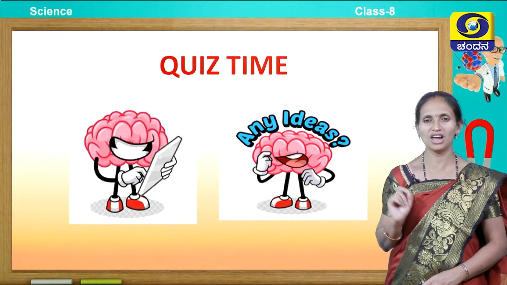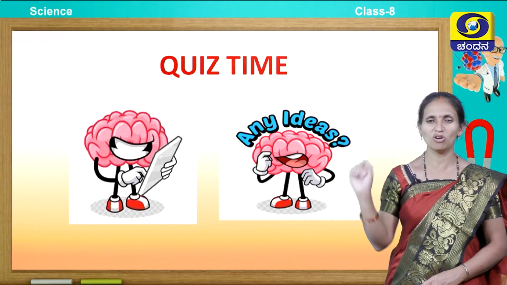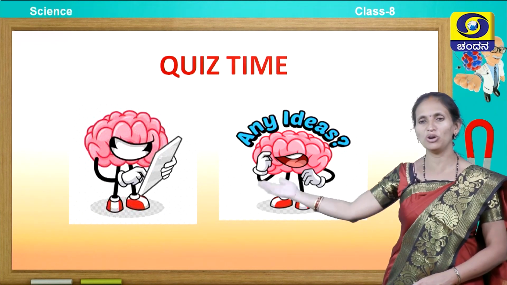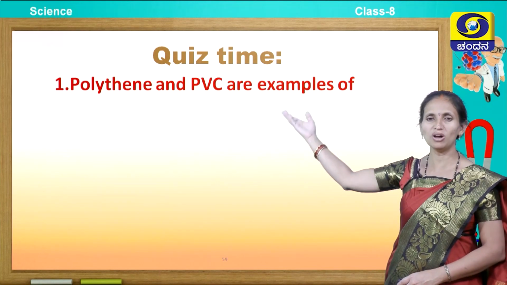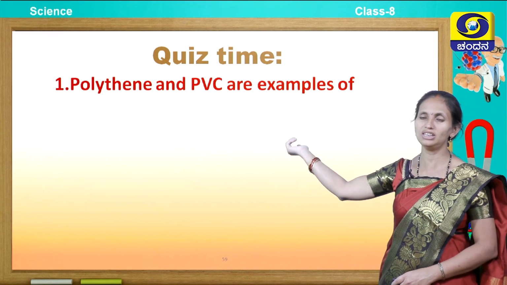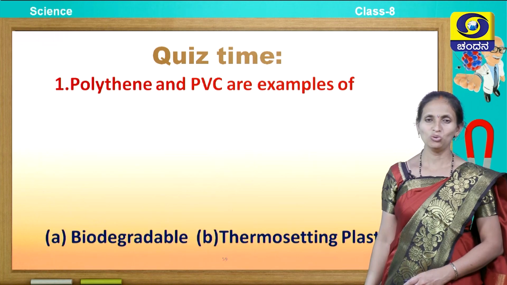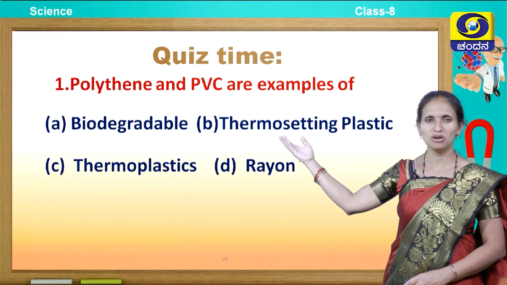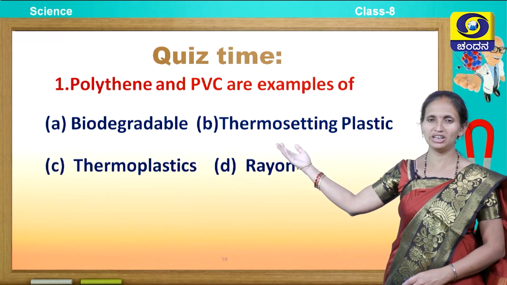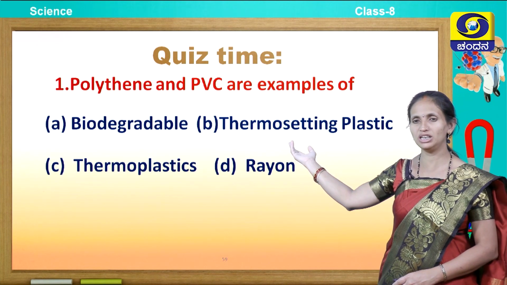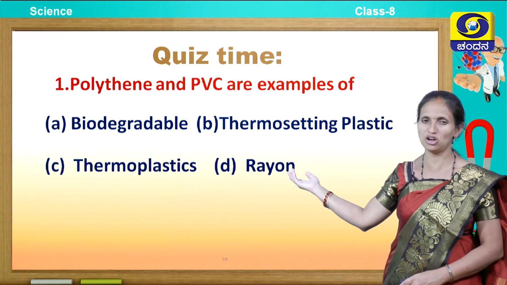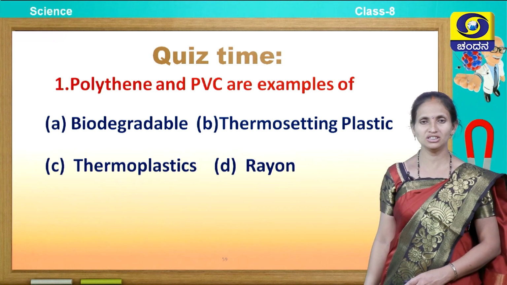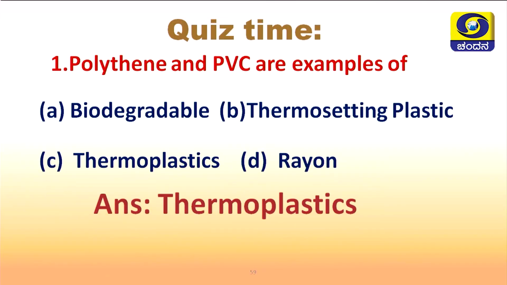So children, now it is the time for quiz. You all like to play quiz, right? What all we have learnt in today's session, we are going to have a small quiz on it. Here comes the first question. Polythene and PVC are the examples of. Let us see the options. A, biodegradable, B, thermosetting plastics, C, thermoplastic, D, rayon. What would be the answer children? Yes, exactly, the answer is thermoplastics.